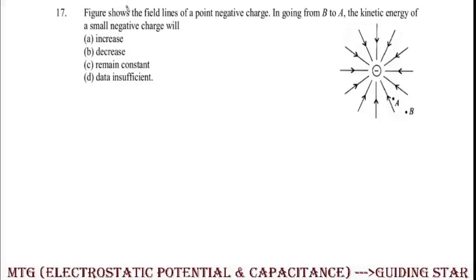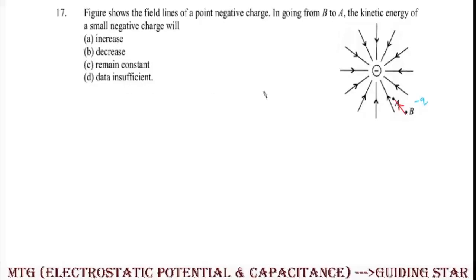In question number 17, the figure shows the field lines of a point negative charge. Negative charge यहाँ पे उसका field lines यहाँ पे शो किया गया है. In going from B to A, जब हम B से A तक जाएंगे तो the kinetic energy of small negative charge will, B to A, then what about the kinetic energy of negative charge? एक नेगेटिव चार्ज को हम B से A लेंगे तो उसका kinetic energy क्या वहाँ पे इंक्रीज होगा, डिक्रीज होगा, कांस्टेंट रहेगा या फिर डाटा इनसफिशिएंट.